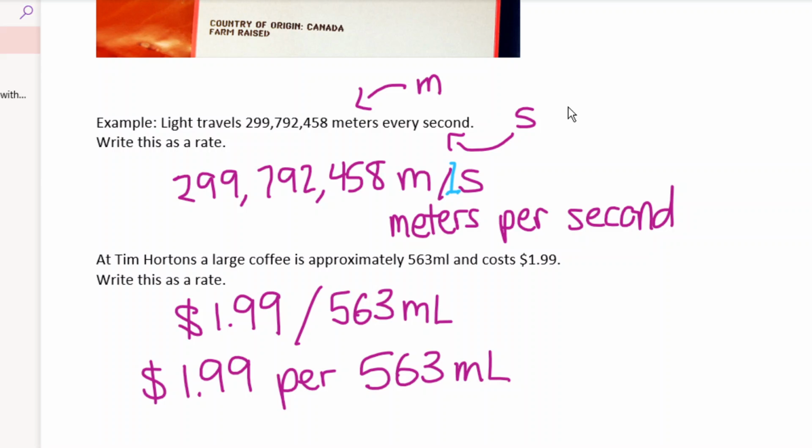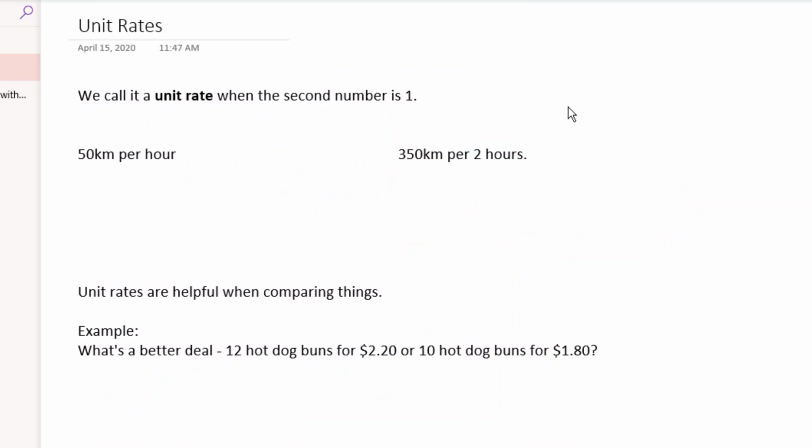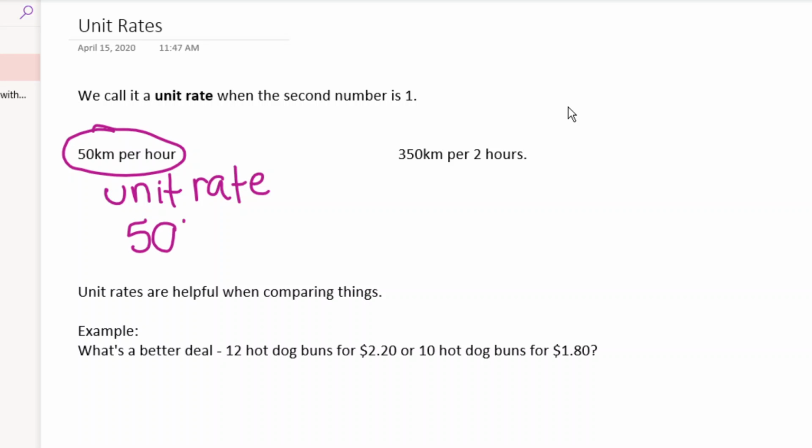Moving on, there's a special type of rate called a unit rate. And we call it a unit rate when the second number is 1. And so this, for example, is a unit rate. And we could write it as 50 kilometers per hour, right? We don't need to include that second number because it's 1, and that's how we know it's a unit rate.